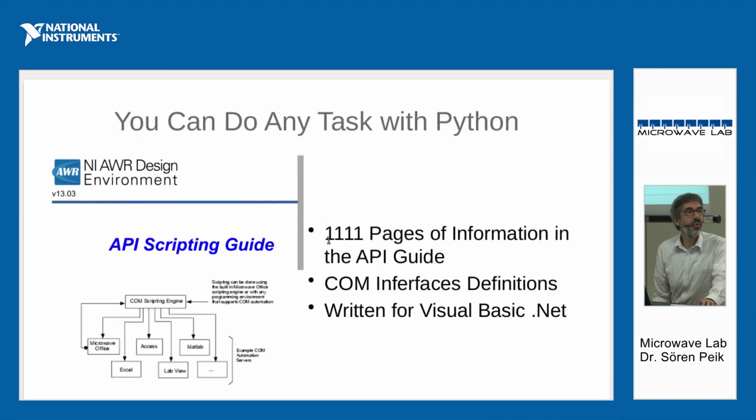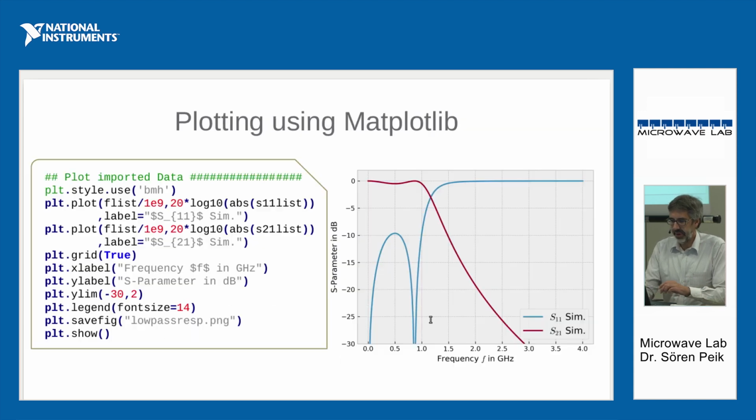There's this 1,111 pages document from AWR called the API scripting guide, and in there is every command you can use for accessing Microwave Office from outside. So basically it's a description of this so-called COM engine, as it's described here. You can connect it to all kinds of things, and Python would be the one here. So, okay, good. The plotting I've done.